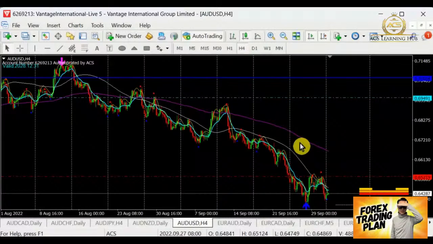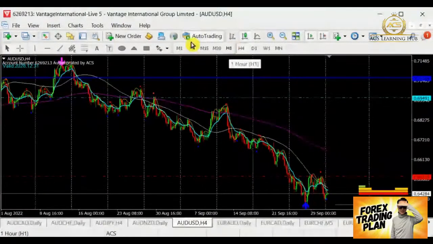It's not ending yet. So tentatively, will it actually create a downward trend and continue the selling? Well, I would say that yes, probably, but not now. I will stay away from Aussie dollar for now.